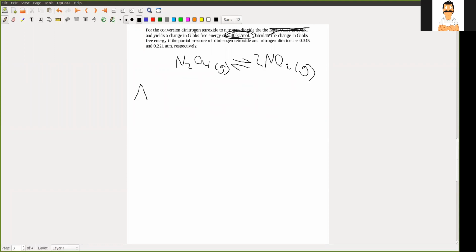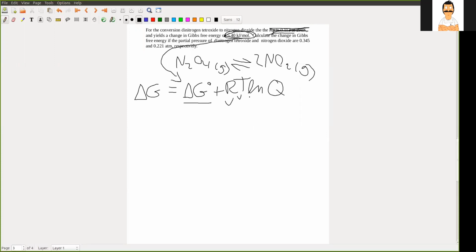So to do that, we use this equation, where all we're doing is a slight modification, somewhat akin to the Nernst equation. And we have all the terms. This value, the 5.4 kilojoules per mole, that's our delta G at standard state. We know what R is. We know what T is, because T is 298 K.